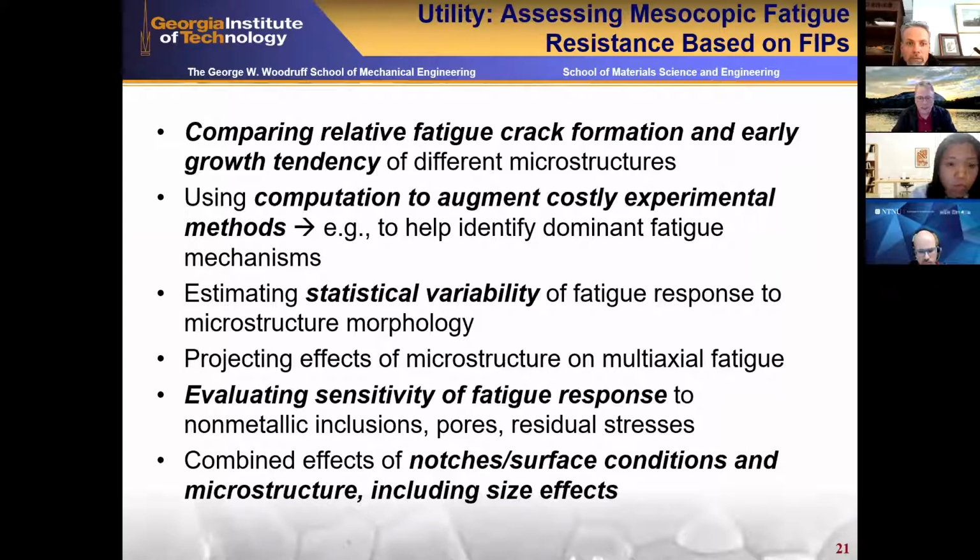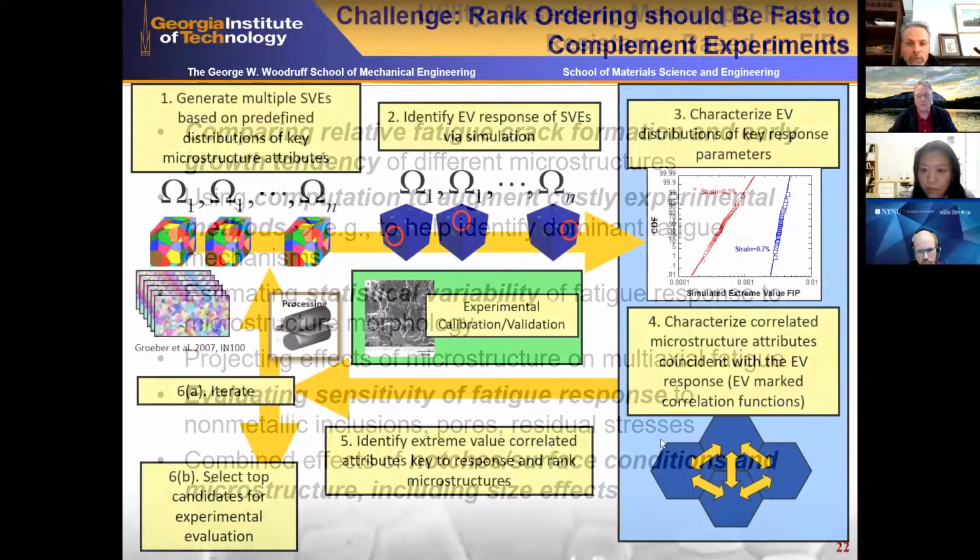So I would emphasize that we don't maintain that it's yet at the stage of certainty that allows us to do predictive lifetime estimation based on these kinds of simulations. It always has to be calibrated for that purpose. But still, it has its role.